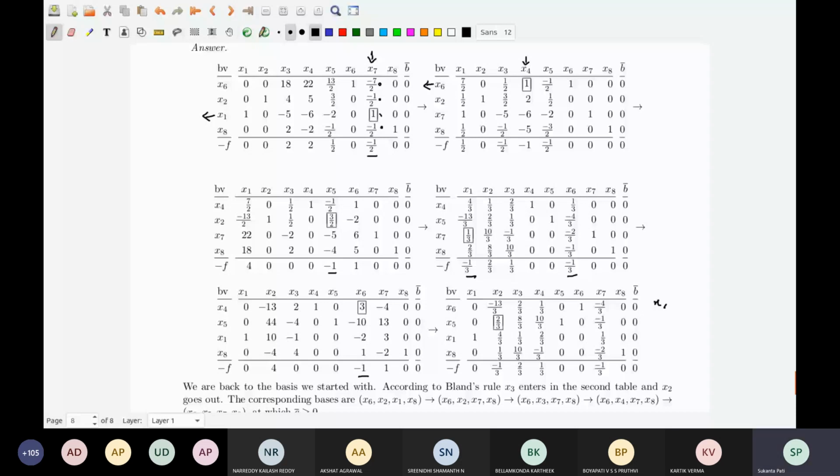So there is a chance that if you do not specify any rule to the computer, it will simply keep on generating tables after tables after tables, I don't know how many times. Bland's rule says: here is the rule, smallest subscript. Entering variable smallest subscript, outgoing variable smallest subscript, and you will not encounter any cycle.